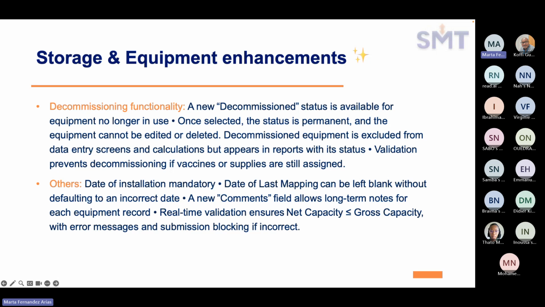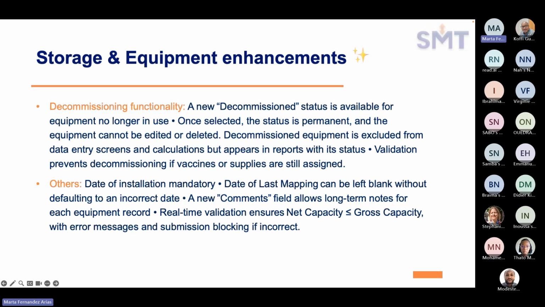As you know, up to now, we only had functional and non-functional. Now we also have the option to select decommissioned. Once you select this, the status is permanent, so you cannot put the item back, and the equipment cannot be edited, deleted, or anything like that. Of course, the equipment that is decommissioned is excluded from the data entry screens and all the calculations, but you can still see it in the reports.